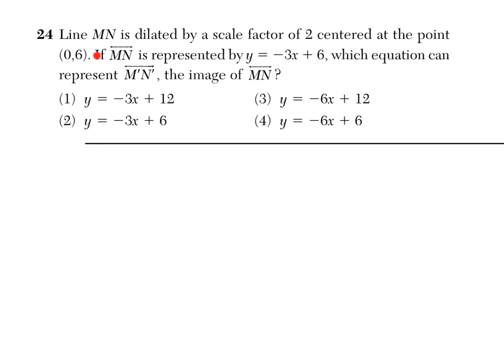Last question, number 24. Line MN is dilated by a scale factor of 2, centered at the point (0, 6). If line MN is represented by y equals negative 3x plus 6, which equation can represent M'N', the image of MN? And we've got 4 different options. We need to scrutinize this a little bit further, though, because this question is kind of tricky. So if we wanted to graph this, we recognize that if it's at (0, 6), it's going to be approximately right there on the y-axis, and it's probably looking a little something like this, right? Down 3 over 2, down 3 over 2.